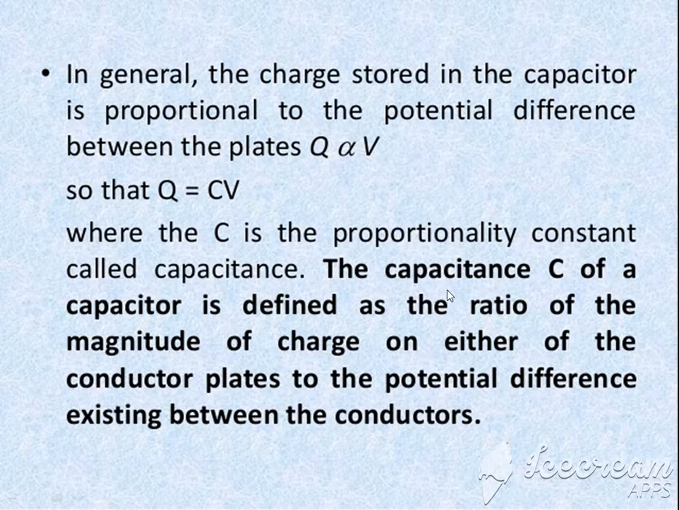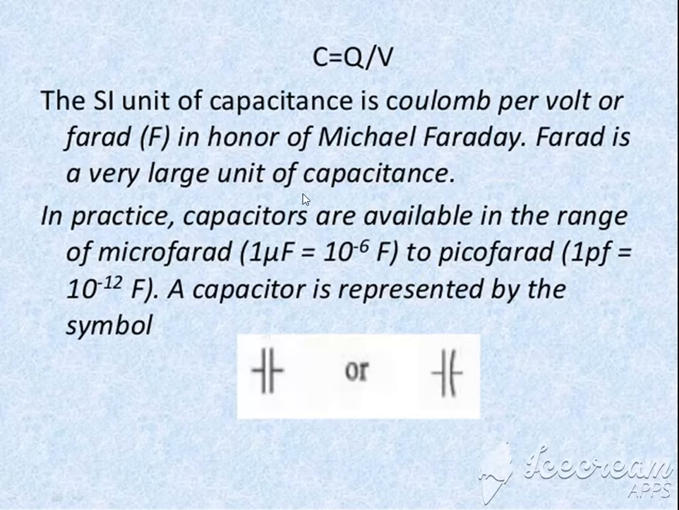The capacitance C of a capacitor is defined as the ratio of charge on either of the plates to the potential difference existing between the conductors. C is equal to Q by V. The SI unit is coulomb per volt or farad. It is in honor of Michael Faraday.